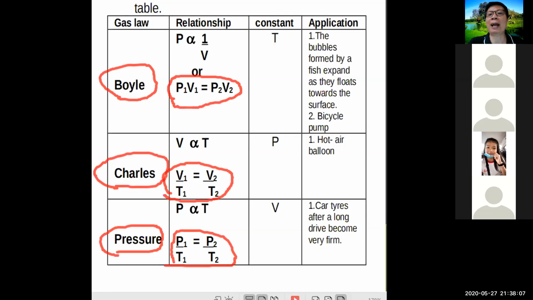Okay, time's up. So now I call your name so you answer. Don't try to dissipate yourself. Okay. First one, I call Chua Michelle. Chua Michelle, are you there? Yes, sir. Chua Michelle, can you name the 3 gas laws? Boyle, Charles, pressure. Yes, correct. Boyle's law, Charles' law, and pressure law, the 3 names.